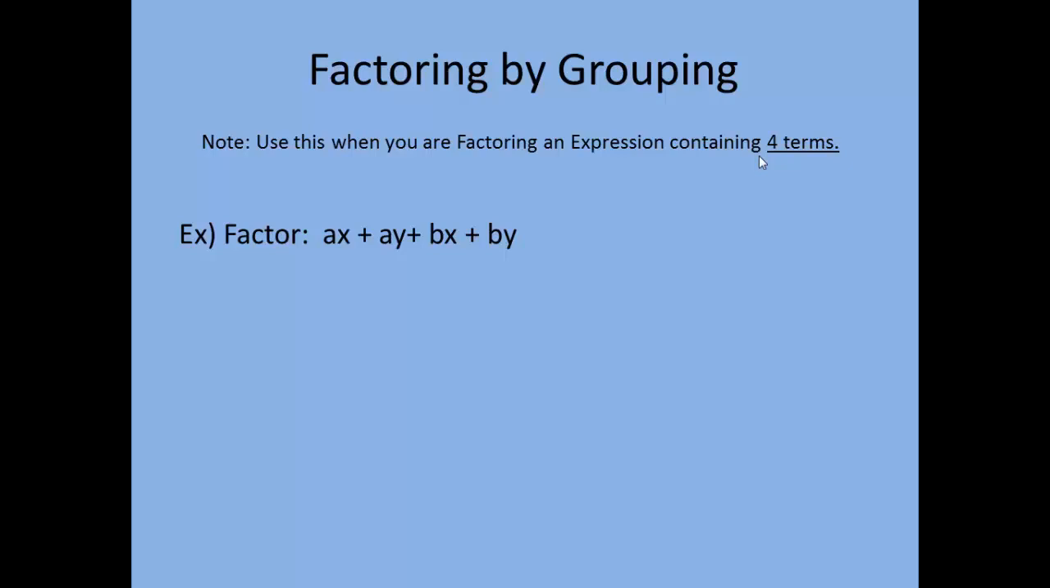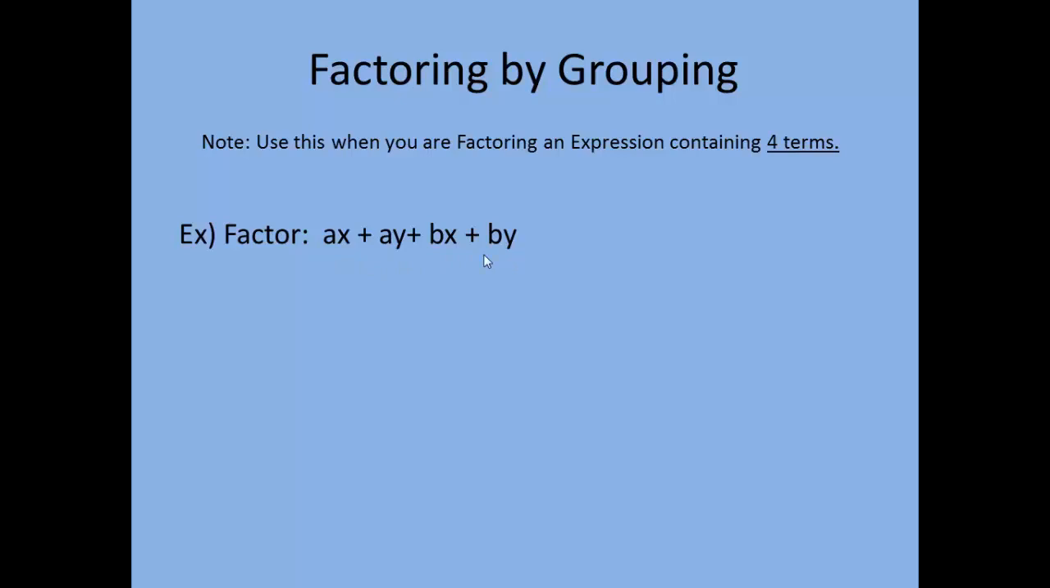So our example says to factor ax plus ay plus bx plus by. And when you're factoring, the first thing you should always look for is a greatest common factor. And you need a greatest common factor for the entire expression. In this case, we have ax plus ay plus bx plus by. All 4 terms do not have a common factor. There's nothing that we can factor out of all 4 of them. This is where factoring by grouping comes into play.